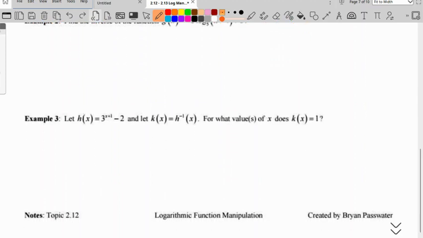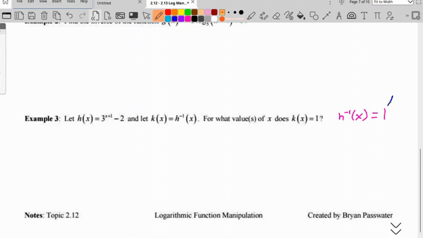Okay, let's look at number 3. It says, let h of x equal 3 to the x plus 1 minus 2. Let k of x equal h inverse of x. For what values of x does k of x equal 1? Okay, so this is just a question I'm asking you guys. What do you see and what are you thinking? We know k of x is really just h inverse of x. So this is saying, when does h inverse of x equal 1?